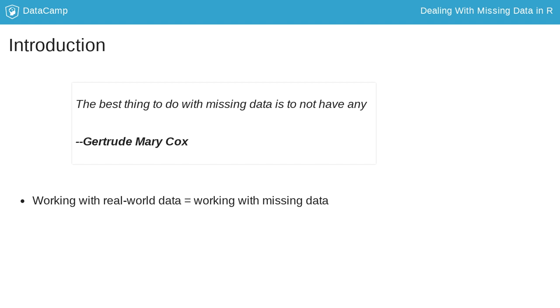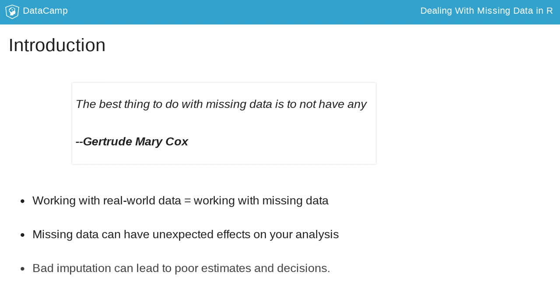Understanding how missing data works is important, as they can have unexpected effects on your analysis. For example, fitting a linear model on data with missing values deletes chunks of data. This means your decisions aren't based on the right evidence. Replacing missing values, which is called imputation, has to be done very carefully. Inserting only the mean can lead to poor estimates and decisions.